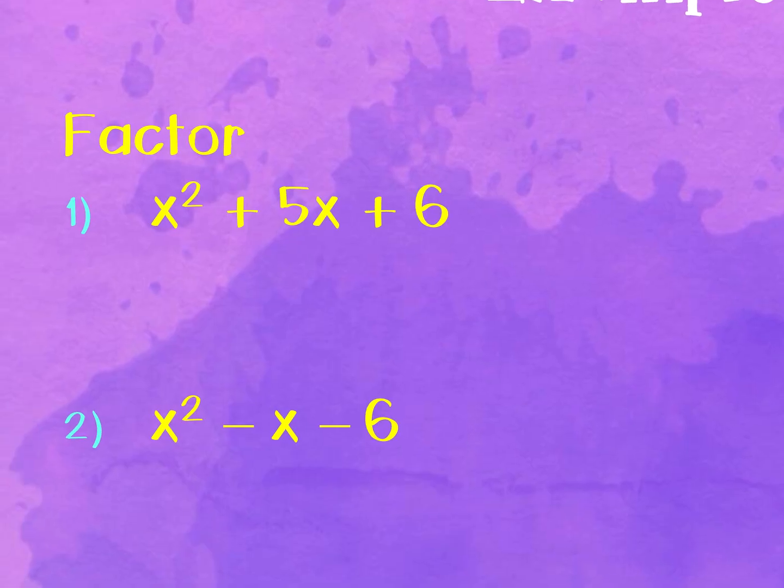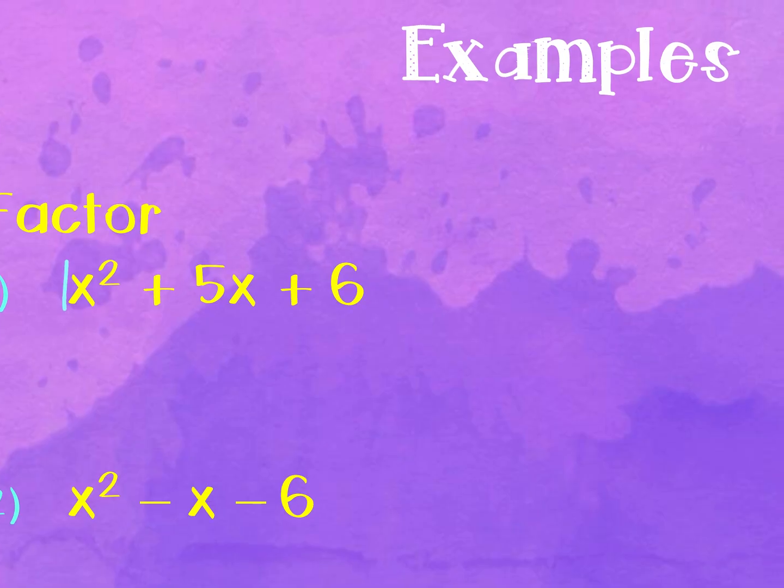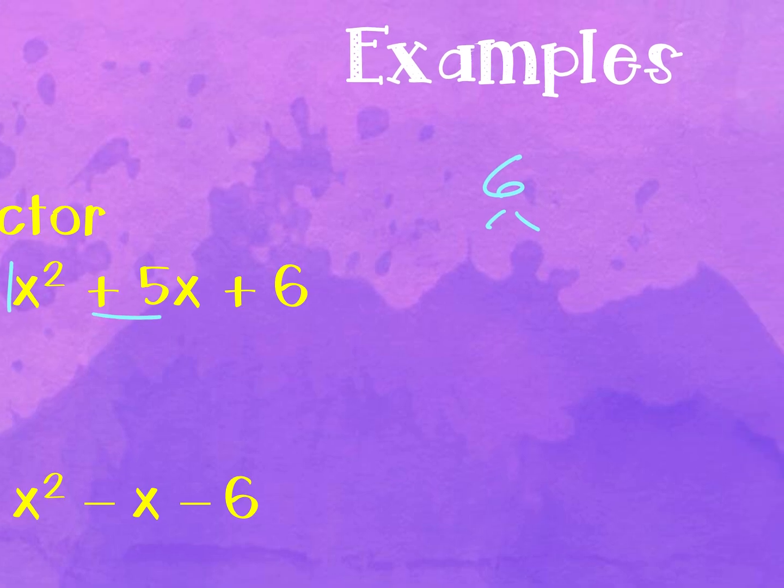Okay, let's try this one: x squared plus 5x plus 6. The first term is just an x squared. There's nothing in front of it. So what am I going to look for? Factors of what number? 6. So we're looking for 2 numbers that multiply to 6 that add up to the middle term 5. What 2 numbers can we think about?